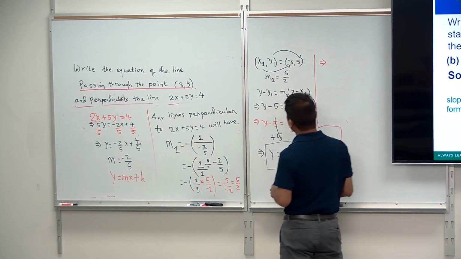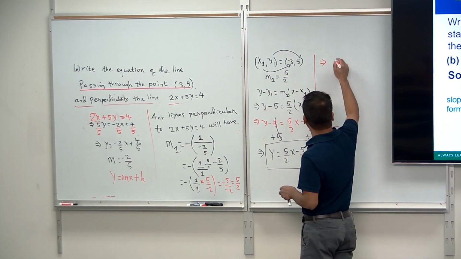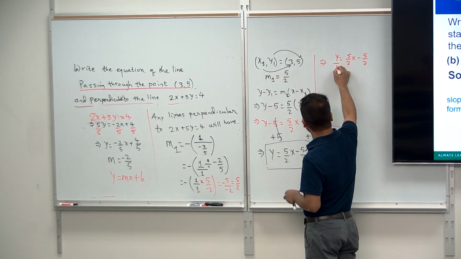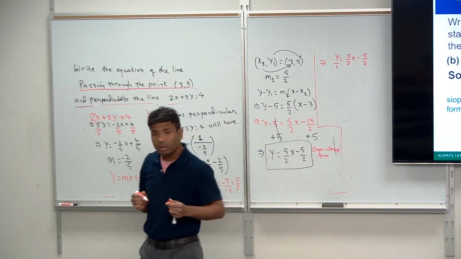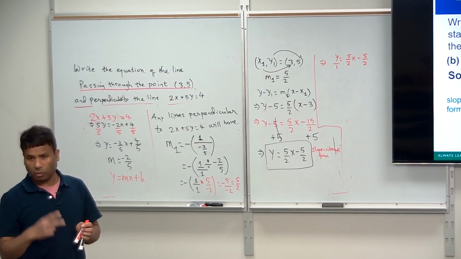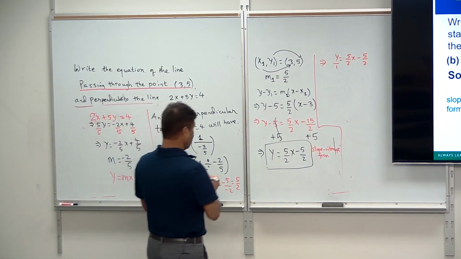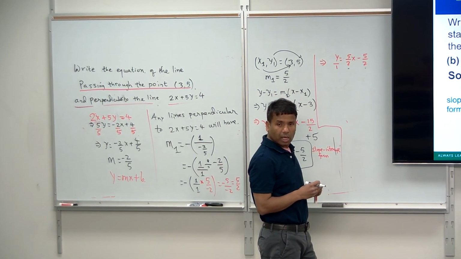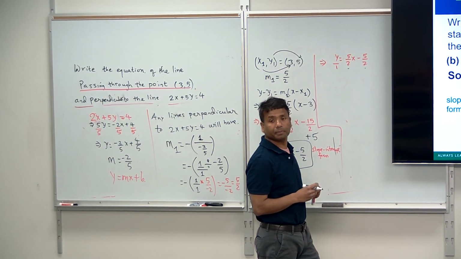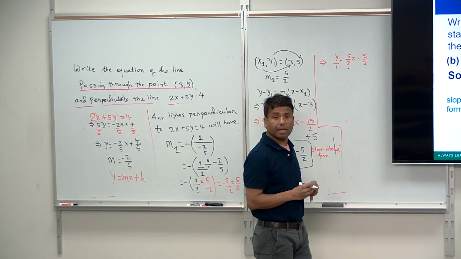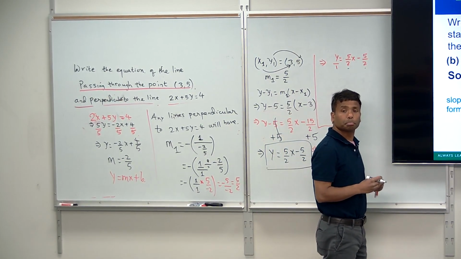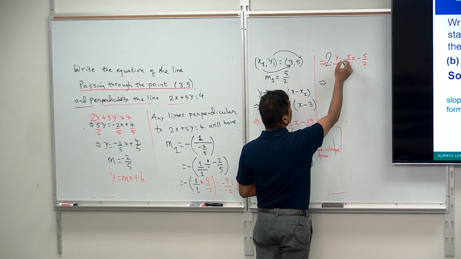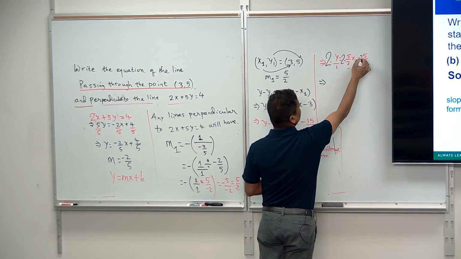So what do you have here? y equals 5/2 x minus 5/2. This y has the denominator 1. We want to get rid of the denominator. We have a denominator 2 here. We want to get rid of this. How can we free ourselves from the denominator? Multiply both sides by what? Multiply both sides by 2. Are you guys with me?